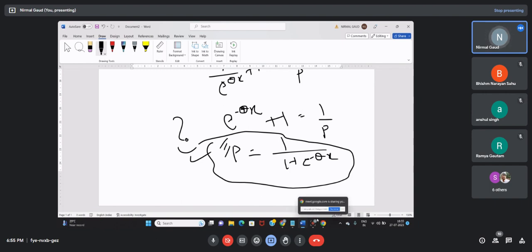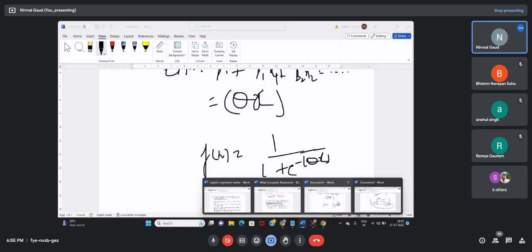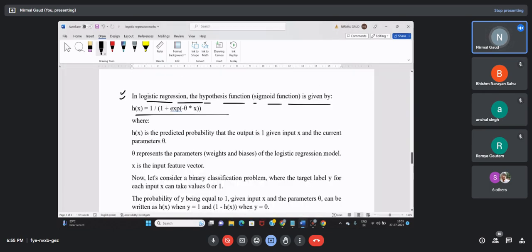So our solutions get started from here. Okay, we need to get started from here. h(x) equals 1 upon 1 plus e to the power minus theta x, where h(x) is the predicted probability. This is your predicted probability that the output is 1, given the input and the current parameters theta. Theta represents the parameters.